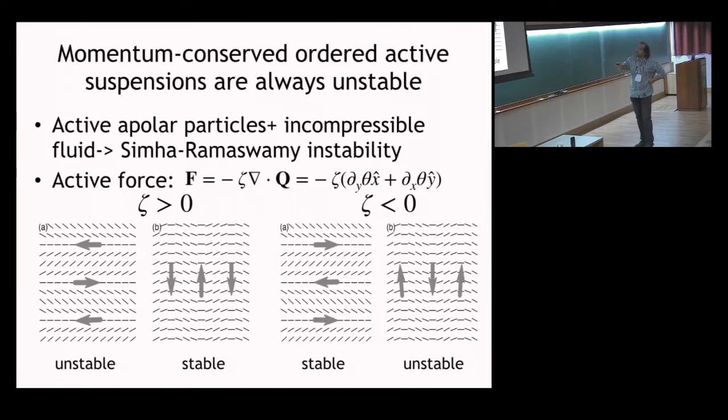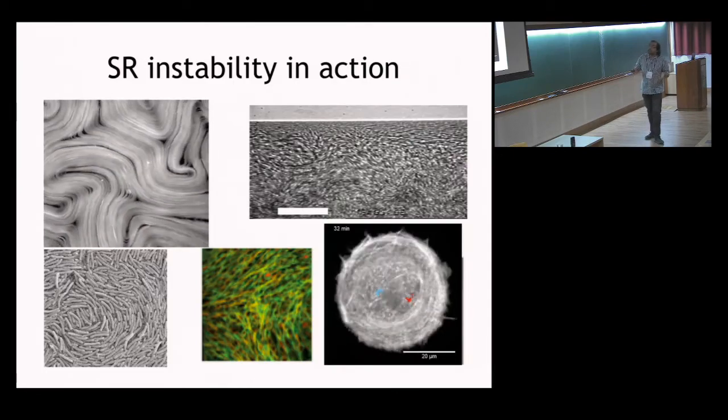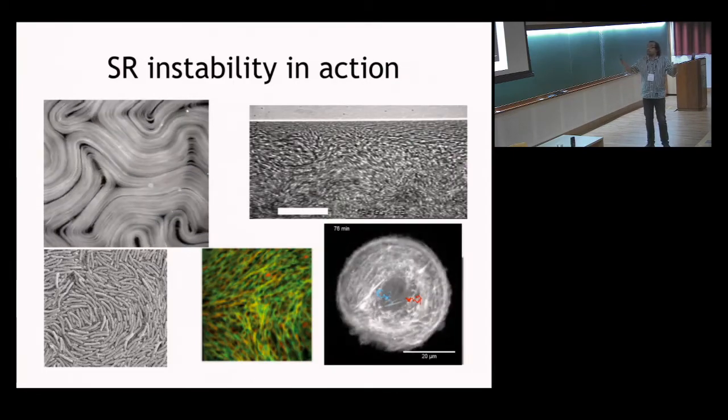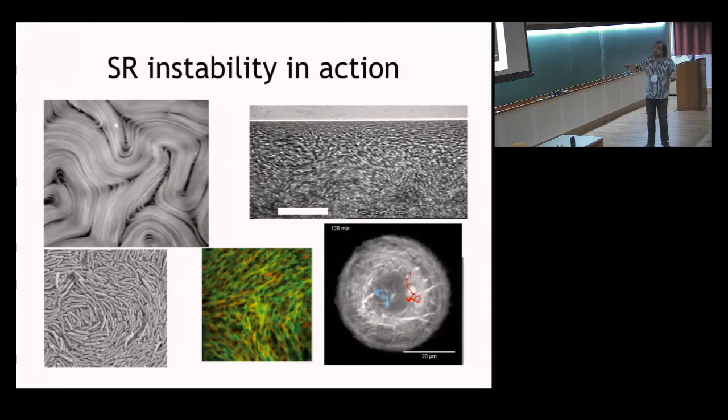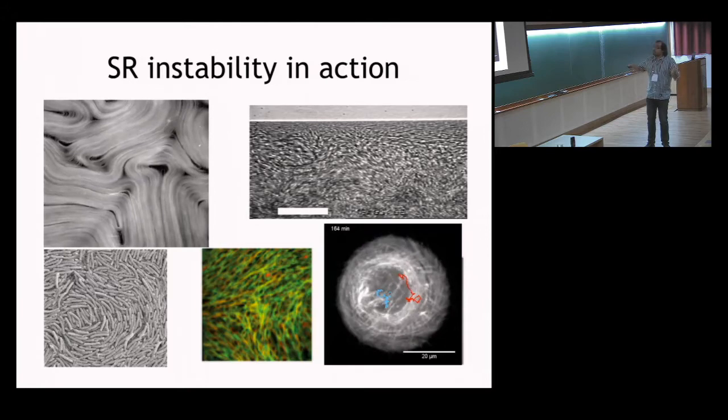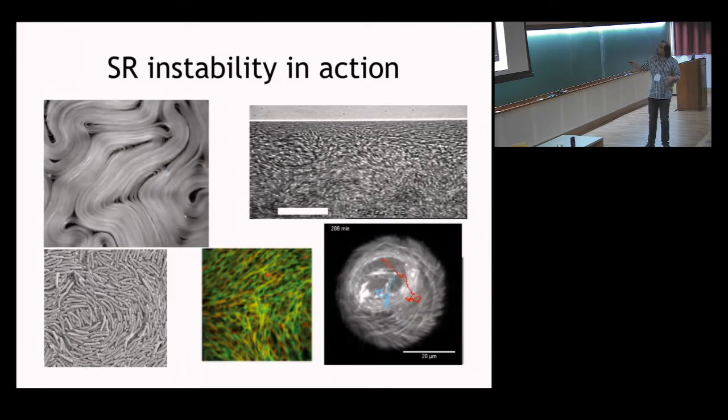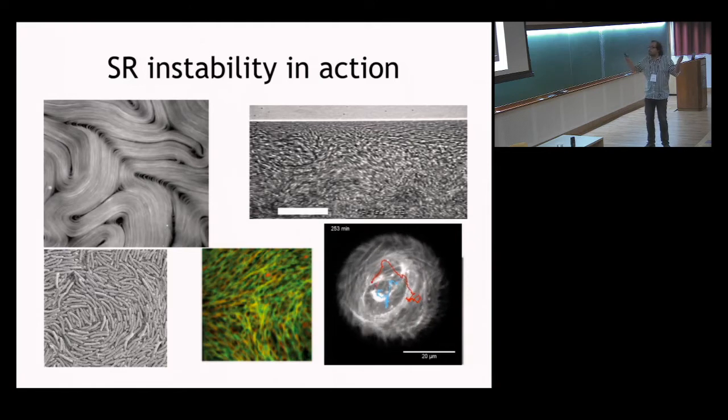So any sign of zeta, any value of zeta, this active force destabilizes a uniaxially ordered phase in a momentum-conserved system, right? And this has been implicated in a variety of biological, fluid dynamical systems. This is a motor microtubule system in which the oriented phase is being destabilized. This is a bacterial fluid. It's showing what is mistakenly termed as bacterial turbulence. This is another bacterial system. This is an actomyosin system. This is basically a cell stuck on a substrate, and the nucleus is rotating because of the Simha-Ramaswamy instability of the cytoskeletal fluid outside the nucleus, right?